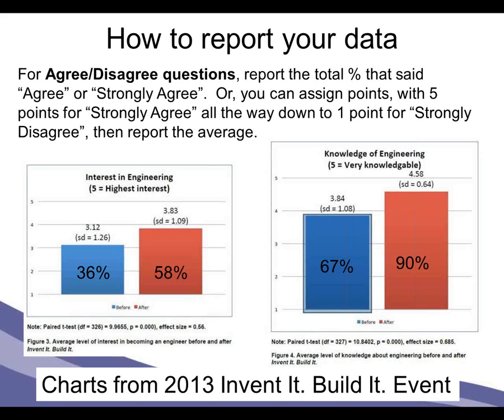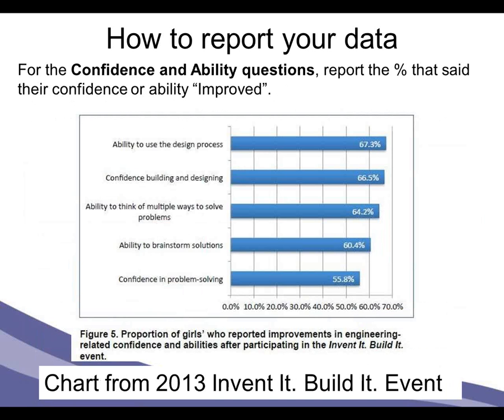The chart on the right is knowledge of engineering. I know what an engineer does. You can see that the knowledge of engineering increased from 67% to 90% as a result of the event. Here's an example of the confidence and ability questions. You should report the percent that said their confidence or ability improved. So in this example, 67% of the girls said their ability to use the design process improved, and 66% said their confidence in building and designing things improved.